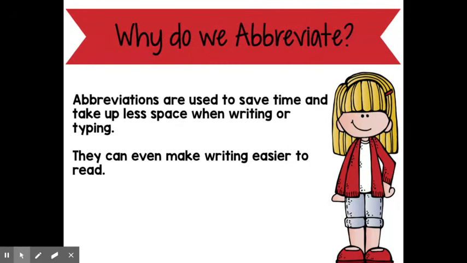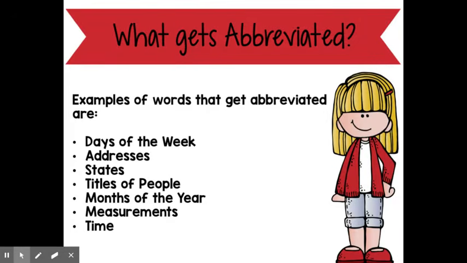Okay? Why do we abbreviate? Well, abbreviations save time and take up less space when you're writing or typing. They can even make your writing easier to read. What kind of words do we usually abbreviate? Well, days of the week, words in addresses, states, titles for people, months of the year, units of measurement, and some words associated with time are all words that we frequently abbreviate.